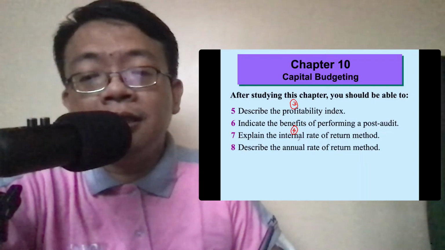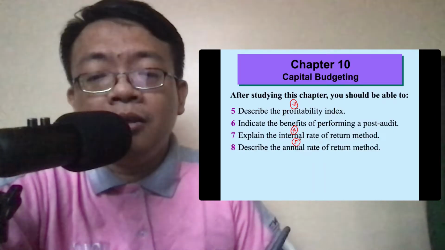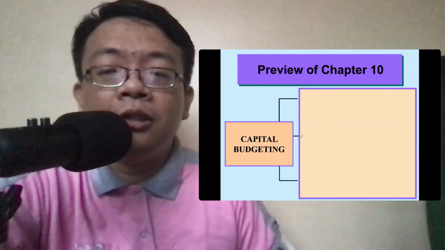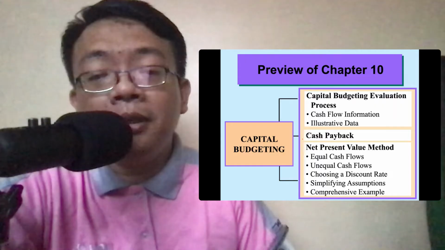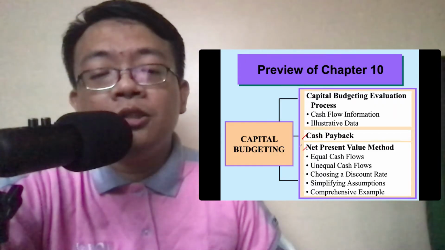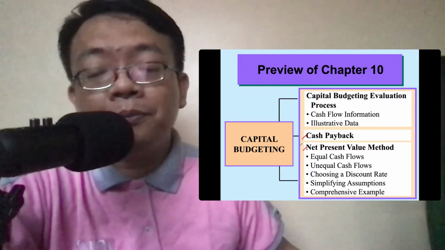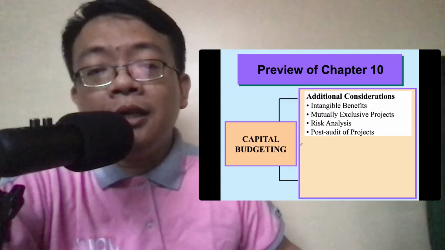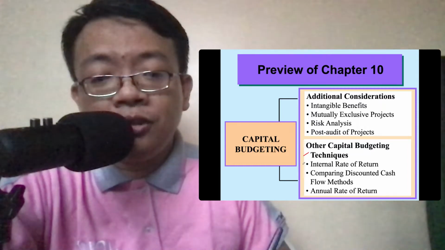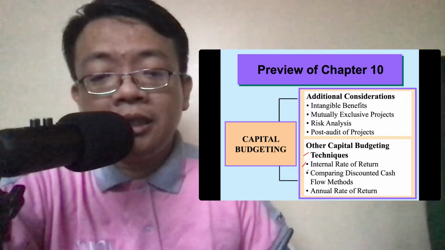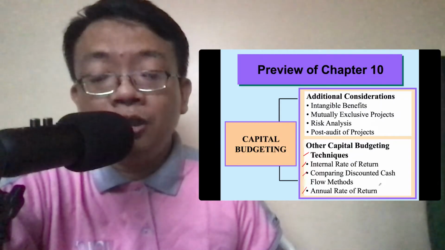And number eight, I will also discuss the annual rate of return, which in other books is known as the annual rate of return. To summarize again, these are the topics to be discussed. These are the methods: the cash payback period and the net present value method. I will discuss the present value, equal cash flows, unequal cash flows, choosing the discount rate, simplifying assumptions, and some considerations. Then other capital techniques: internal rate of return, discounted cash flows, and the annual rate of return, which in some books is called accounting rate of return.